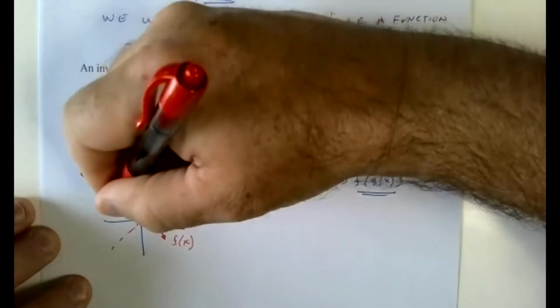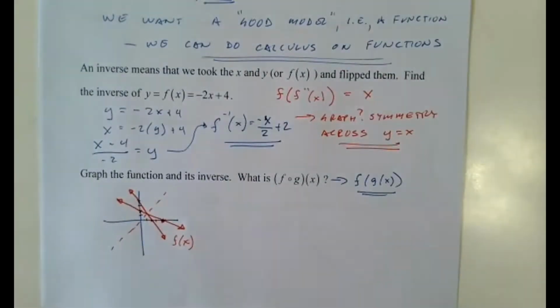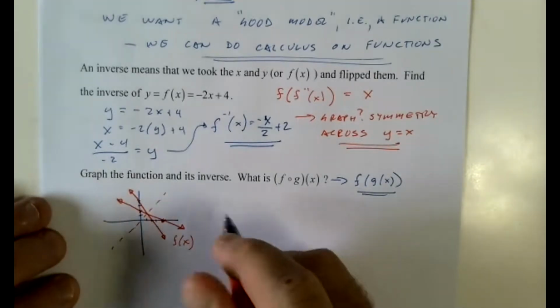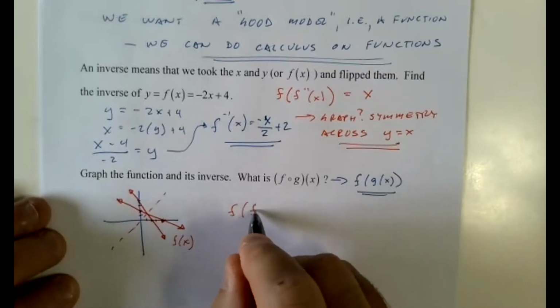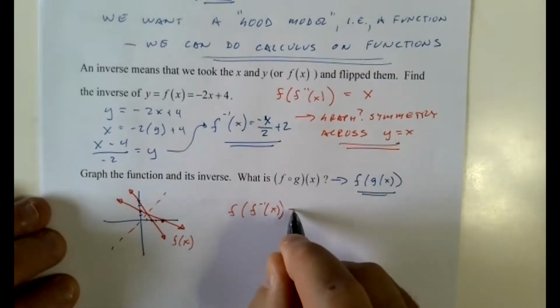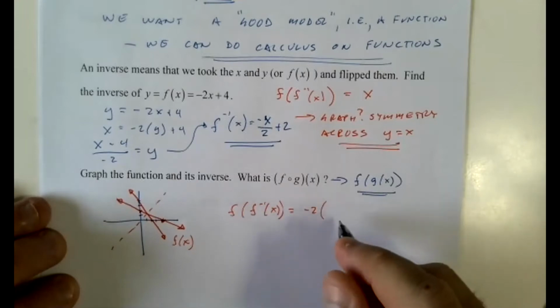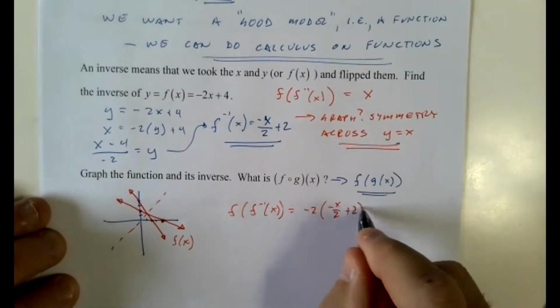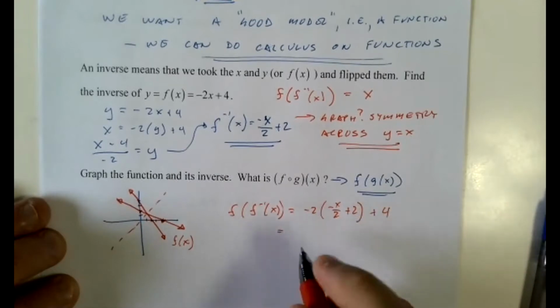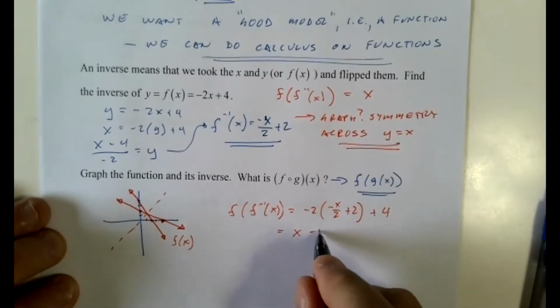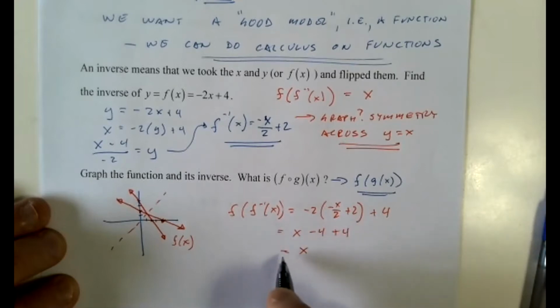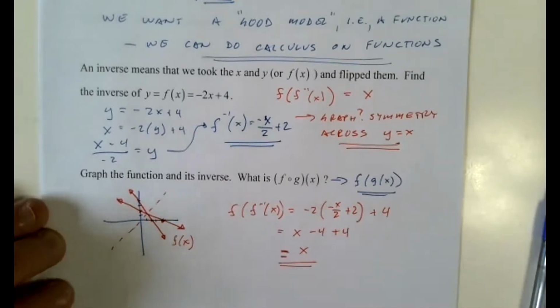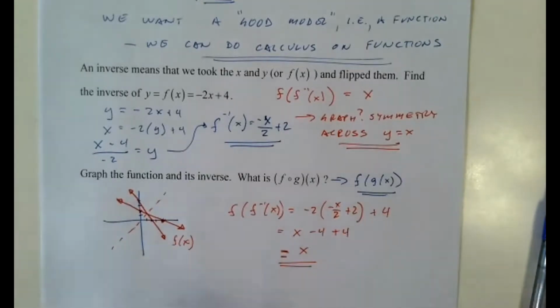Connect these dots. By the way, when you do this in class, use your name tag. That's the way to do it. So those are actually reflected over the y equals x line. It's a horrible example to show that, but you'll just have to believe me. In the meantime, let's do f of f to the negative first of x. We get negative 2 times negative x over 2 plus 2, plus 4, which is x minus 4 plus 4, which is x. So we know we have an inverse. We'll check mark to make us feel better about our lives.